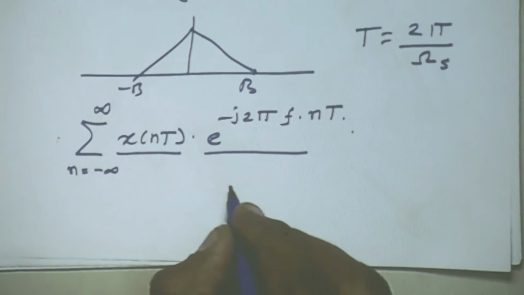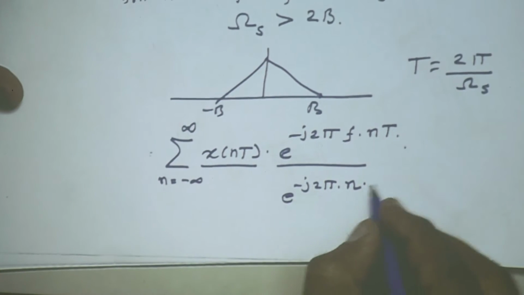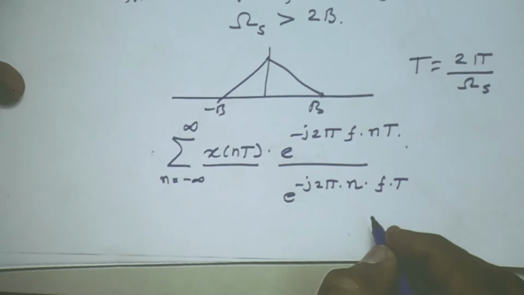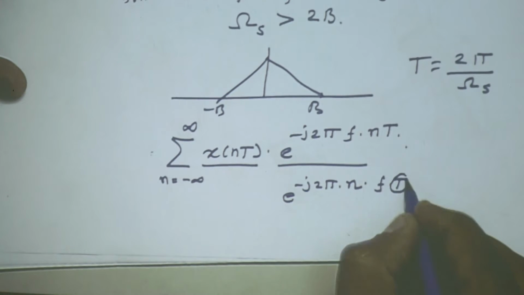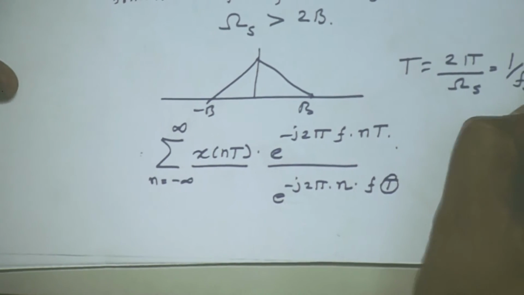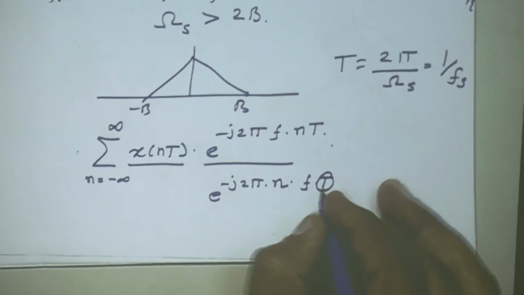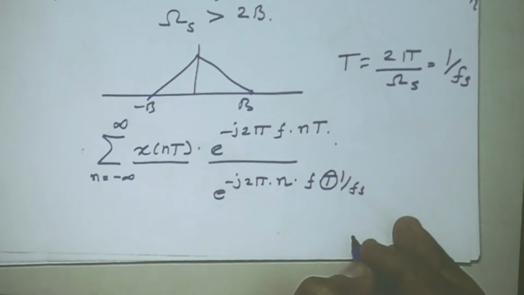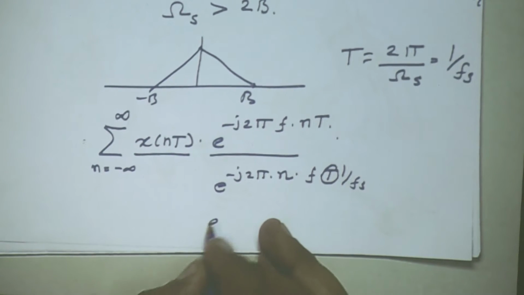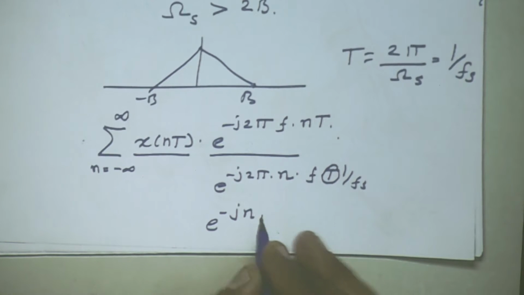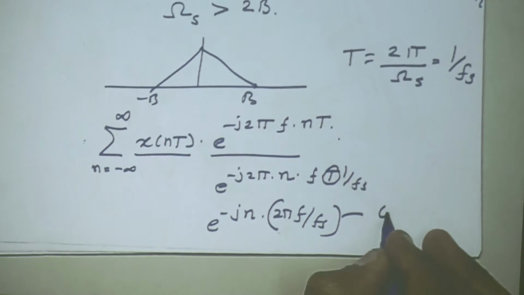What do I do? I keep this minus j 2 pi as it is, n as it is. Now I have f multiplied by T. What is f? Analog frequency. What is T? I can also write T as 1 by fs, where fs is the sampling frequency. Then I can further define this as e to the power minus j n, and this 2 pi f by fs is defined as small omega.